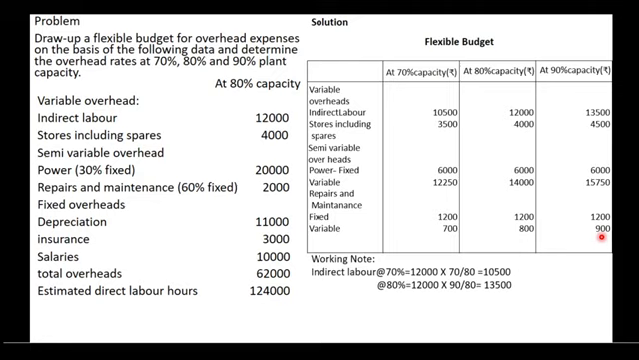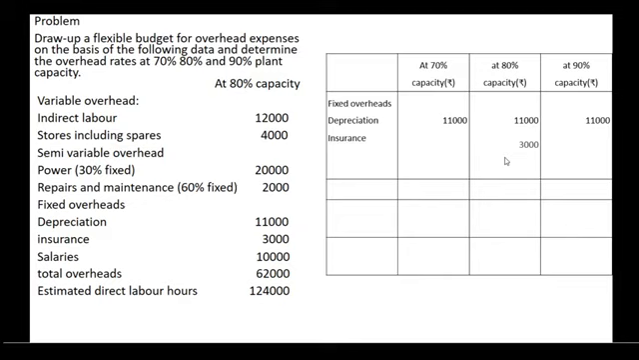And the next, the insurance amount is 3,000 at 80% capacity. Okay, the insurance at 80% capacity 3,000. The same amount is also entered under the 70% and 90%. 3,000, 3,000.